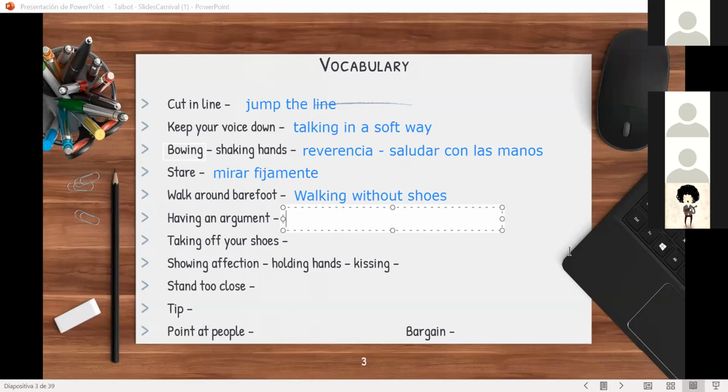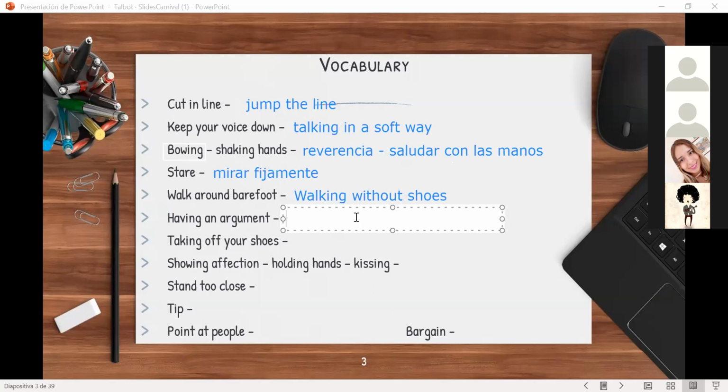Tener o establecer una discusión. Es como pelear. So it's like a fighting, a verbal fighting, which is having an argument. Have you ever seen people having an argument in the street? ¿Alguna vez han visto cuando están en la calle personas pelearse o gritarse cosas en la calle?